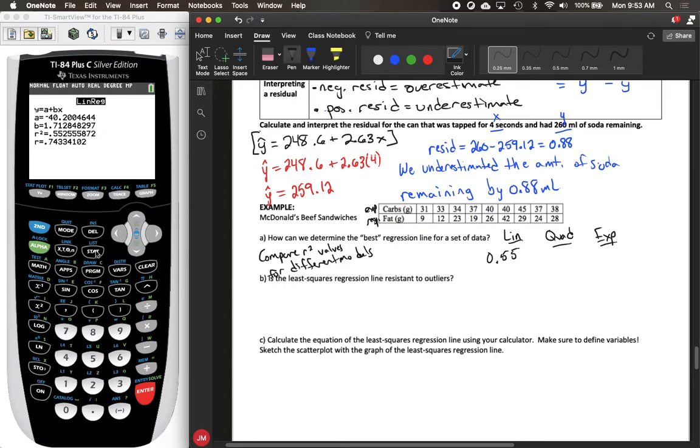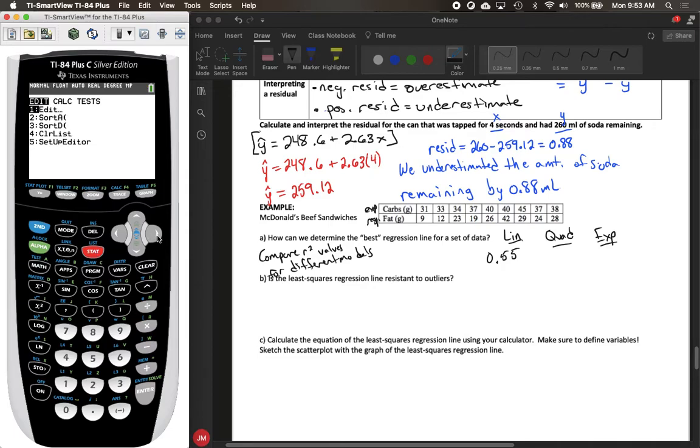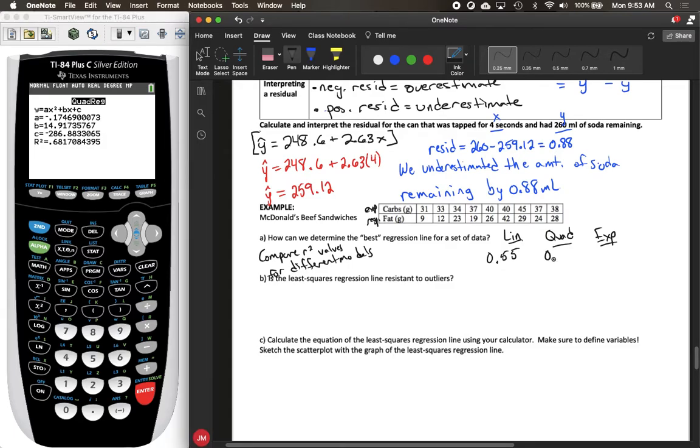So let's maybe try a quadratic regression next. We're going to go back to stat, over to calc, and this time we're going to choose option 5 for quadratic regression. Now all the options are going to stay the same. We're going to leave list 1 and list 2 in there. We're going to hit calculate. And this time for quadratic, our r-squared value is 0.68. So hey, still not great, but a little bit better. In this case, 0.68 would be our r-squared value.